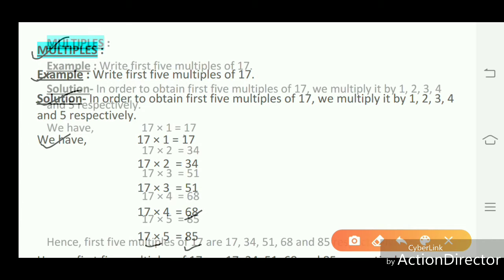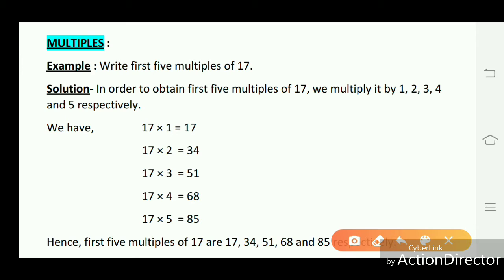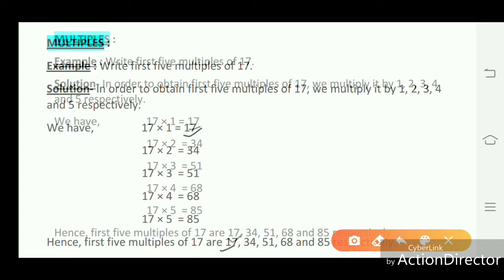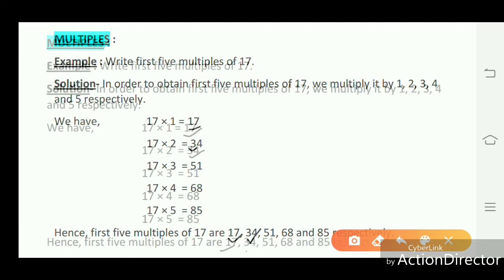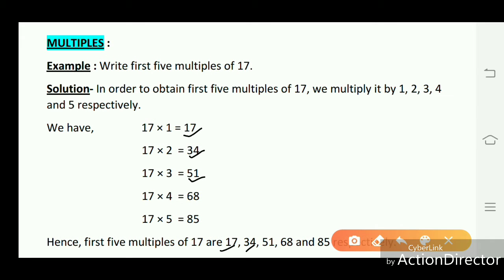Hence, the first 5 multiples of 17 are 17, then 34, 51, 68 and then 85 respectively.